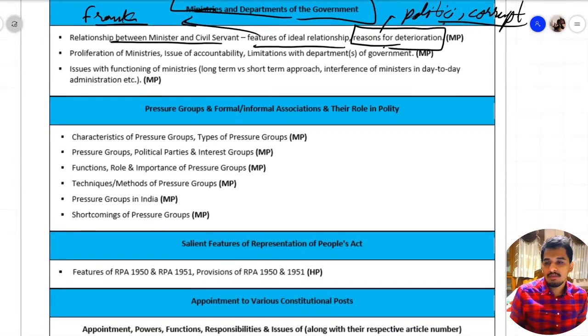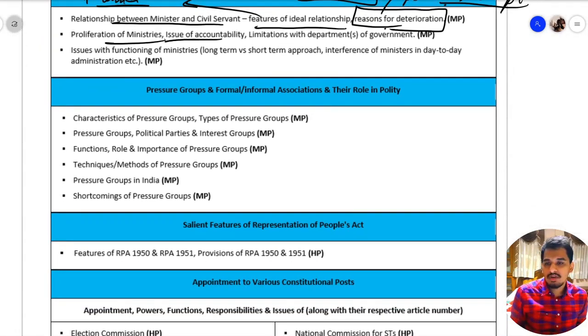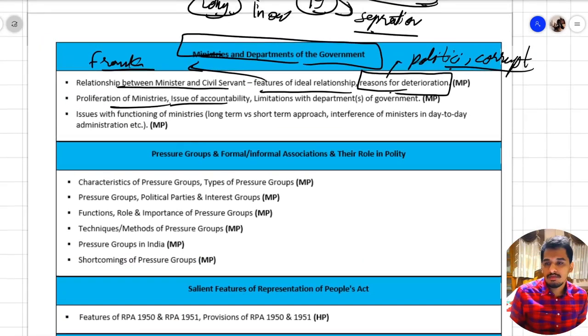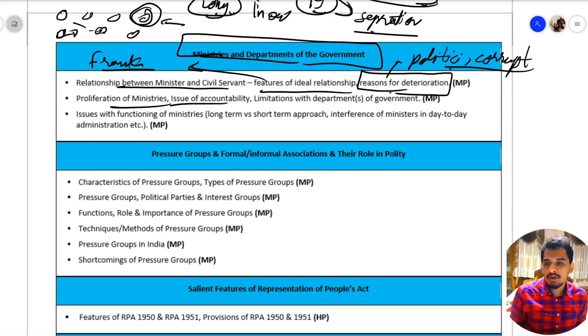Then we have proliferation of ministries and issues of accountability. See, due to a large number of ministries like this, there has been proliferation of accountability. Now you cannot pinpoint that this was the mistake of this ministry only. This ministry will put blame on this, it will put blame on this. So like this, due to proliferation of ministries, we have an issue of accountability nowadays.